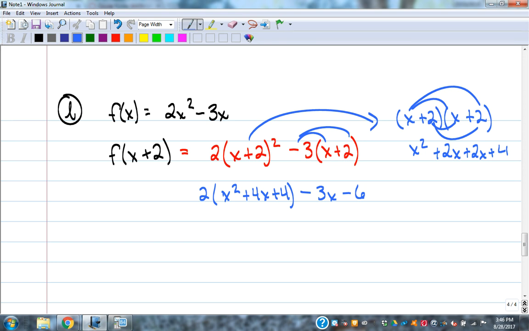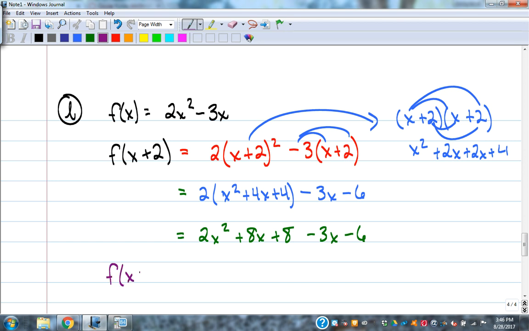I don't ever teach FOIL method anymore. So if you learned it with FOIL method, first, outer, inner, last, that's what we did. But if it's a trinomial times a binomial, it doesn't work that way. So FOIL method is just distributive property twice. So that's the way I teach it now. All right, so distribute the 2. 2x squared plus 8x plus 8. And then we got the minus 3x and the minus 6.